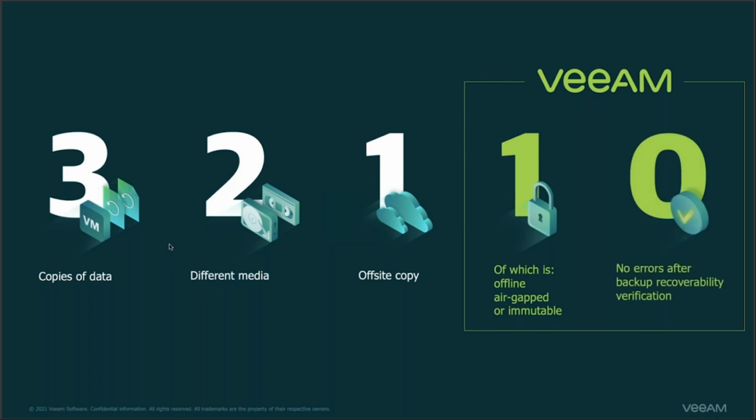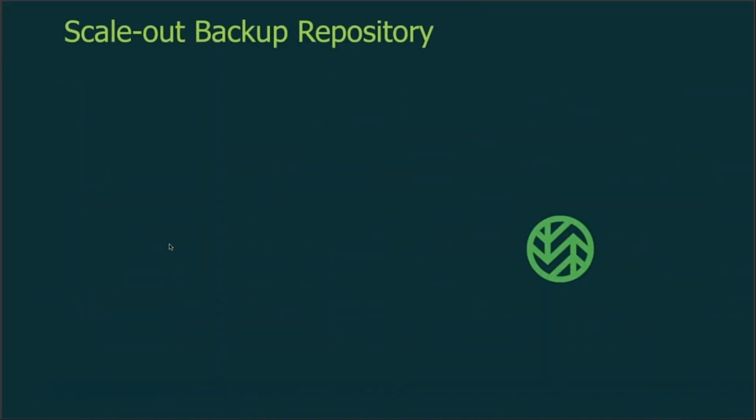So it's now 3-2-1-1-0, and what we mean by that is the 1 and the 0 is you now need to have an offsite copy that is offline and air gapped, or what we call immutable, and as well as that, making sure that it has no errors, performing a backup verification. Doing these backup restores every so often and making sure that they're viable so that when you do need them, they're there for you.